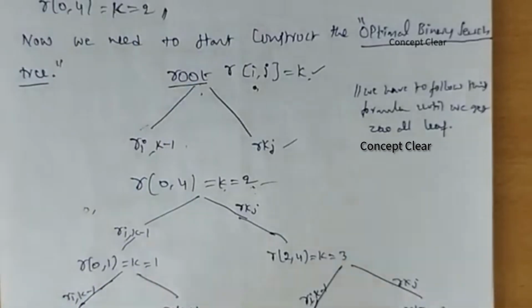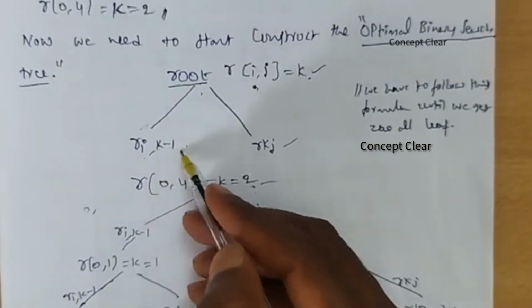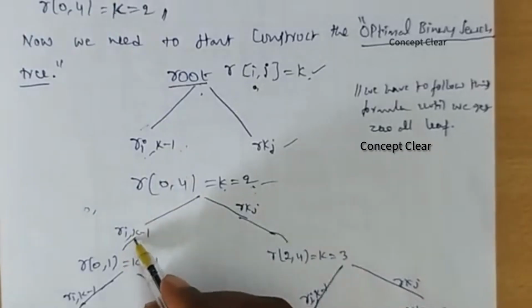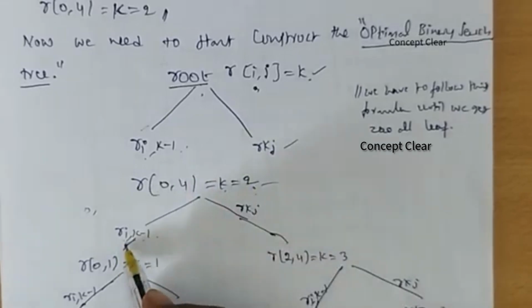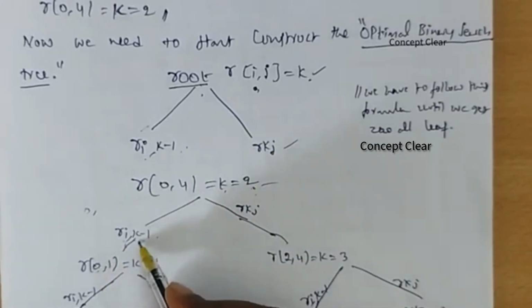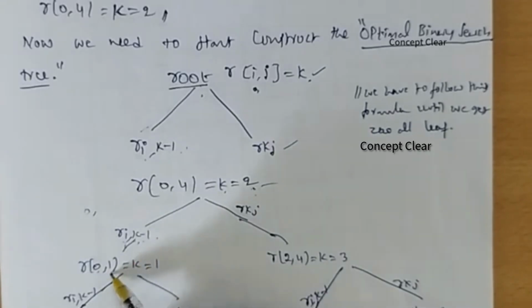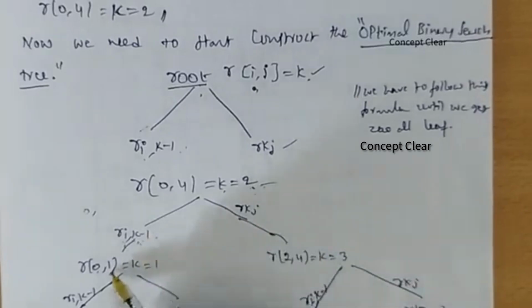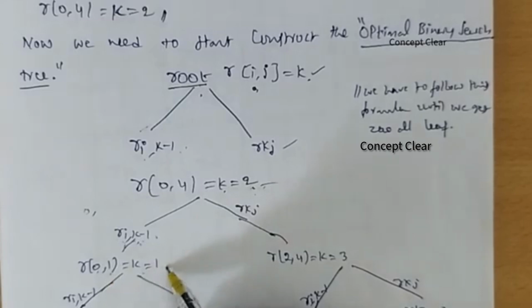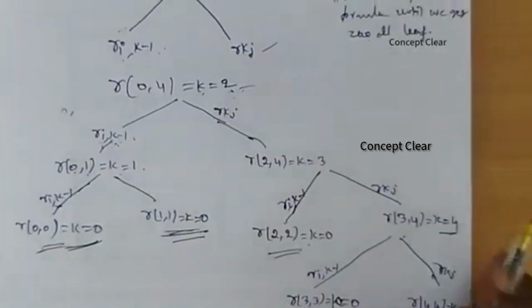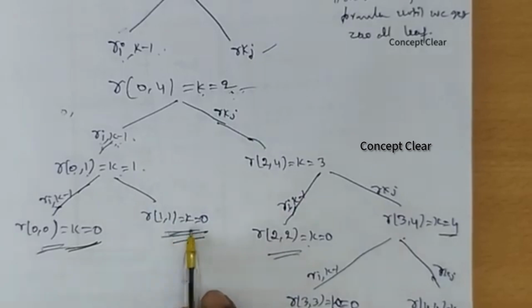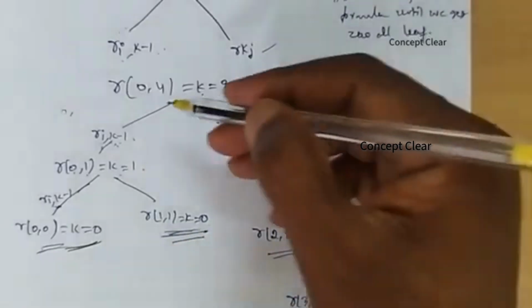Next, left side, what is the formula here? R of I comma K minus 1. If you implement these values, I value is 0, j value is K minus 1. K equals 2, so 2 minus 1 equals 1. So R of 0 comma 1 equals 1. Again implement the same equation. Finally we get R of 0 0 equals 0. And what about R of 1 1? That equals K equals 0. This is the left side.